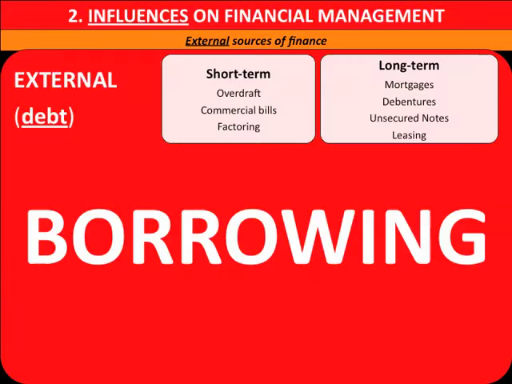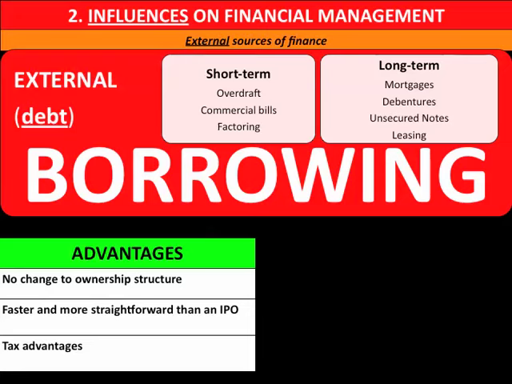The external sources that are classified as being debt sources are all about borrowing. And in general, the advantages of borrowing: firstly, it doesn't change your ownership structure, because you get the loan, you pay it back, and that's it. That's the end of the relationship. You don't have to pay them dividends for the rest of the life of the business. It's also faster and a lot more straightforward than an IPO. You really only have to talk to the bank or the firm or wherever you're getting the money from, rather than making all your details public. And there are also some tax advantages, especially with some of the short-term things, and long-term as well for leasing. Sometimes it's better for tax reasons to lease things rather than buy them outright.